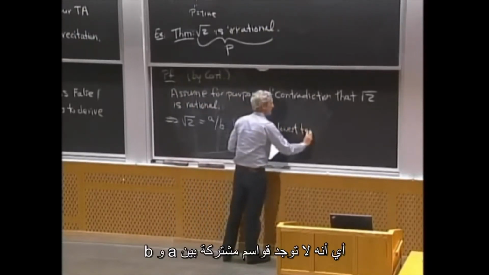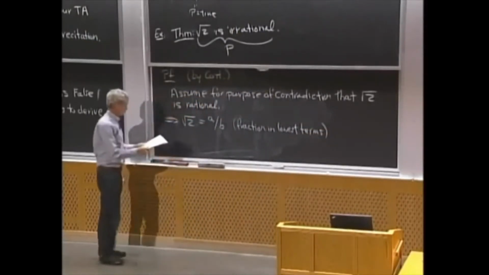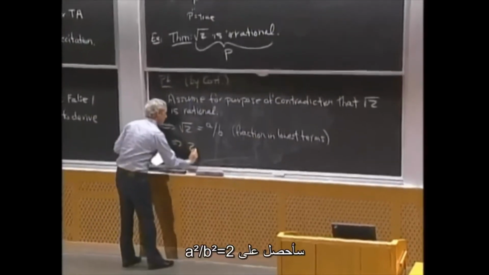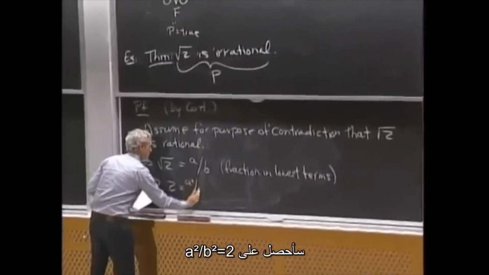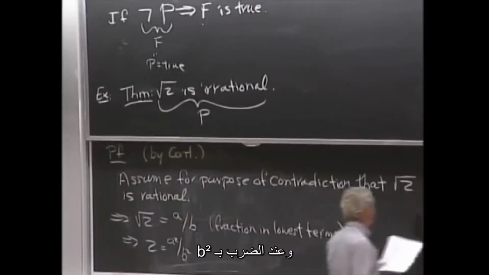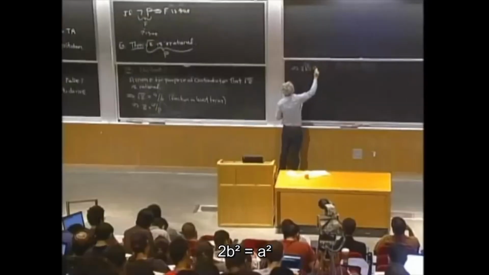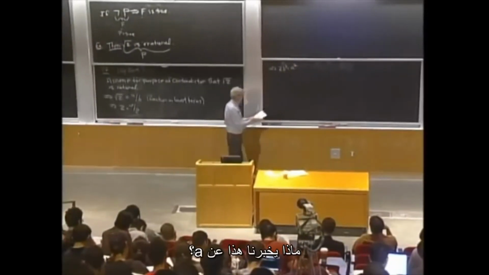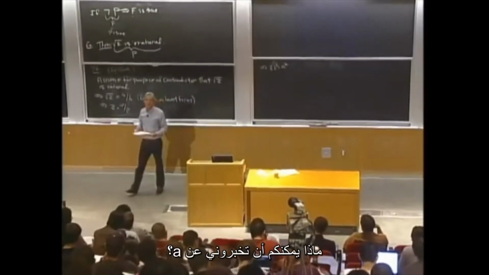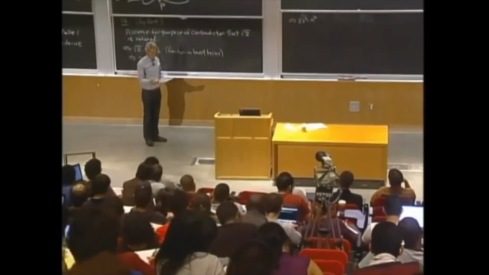That means a and b have no common divisors. And then I can square both sides. And I get 2 is a squared over b squared. Then I multiply by b squared, and I get 2b squared equals a squared. And what does that imply about a? What can you tell me about a if a squared is 2b squared?